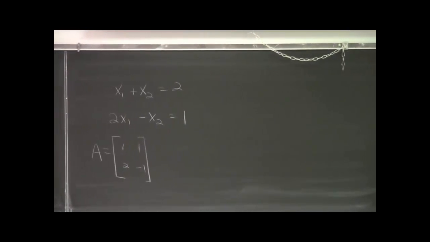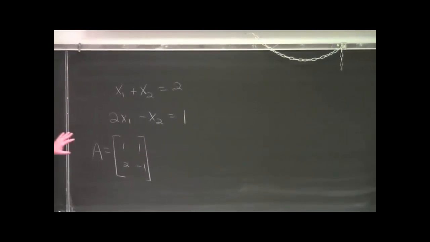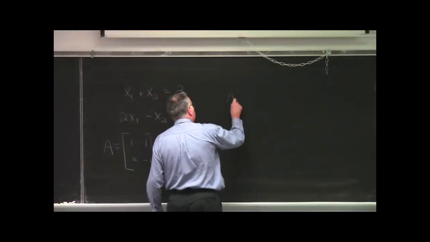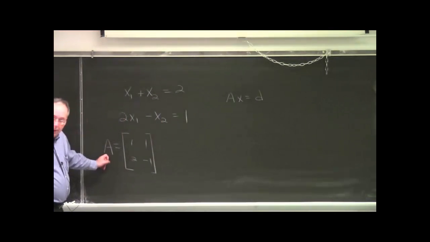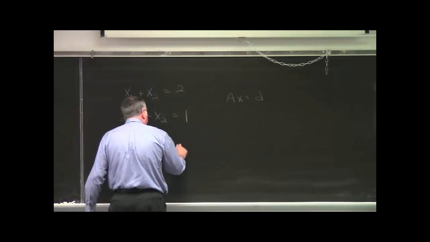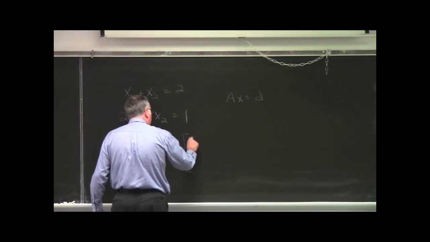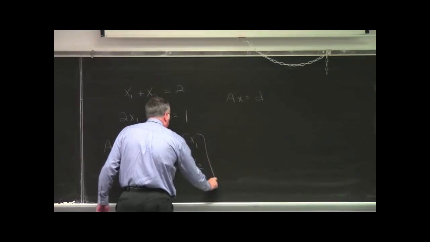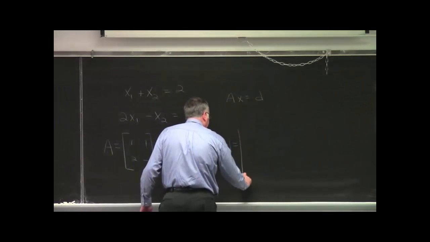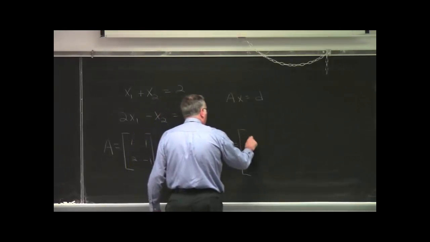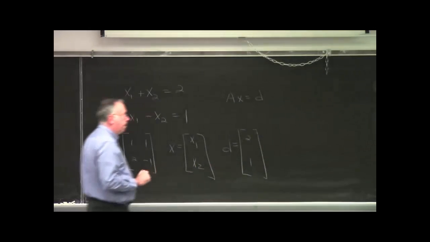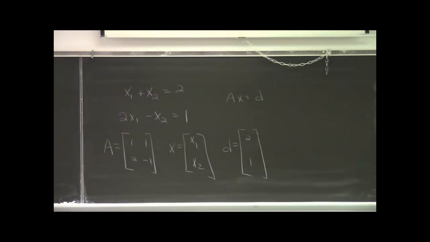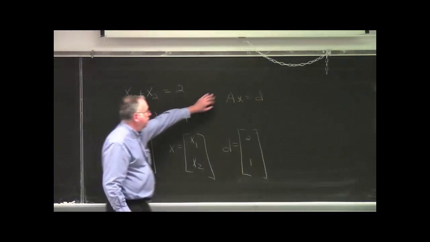Notice this equation system can be written as Ax equals d, where A is the coefficient matrix, x is the vector of variables, and d is the right-hand side vector of constants. Our goal is to find A inverse, the inverse of this coefficient matrix right here.